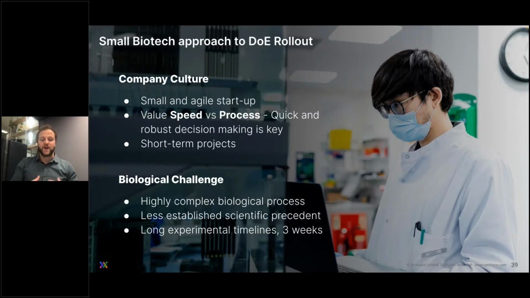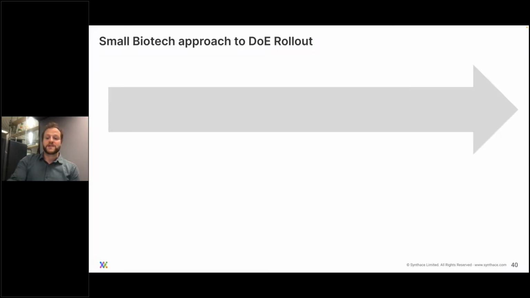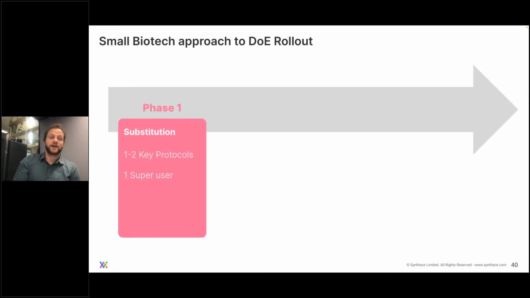What this means is that when they're implementing DOE, they really need to get as much information as possible out of every experiment that they do. They can't afford to waste 3 weeks in a timeline. So the way that this is then reflected in their rollout is fairly similar to our large pharma company. So they still were able to implement a ramped plan, but a lot of the points we saw around communication and really having an infrastructure for rollout are quite different.